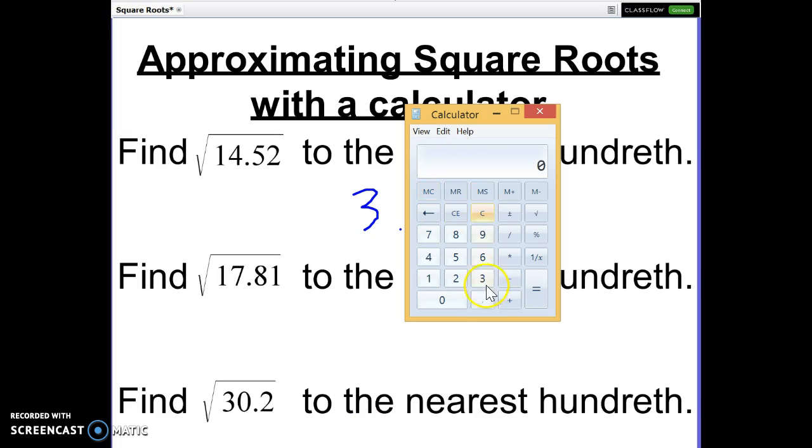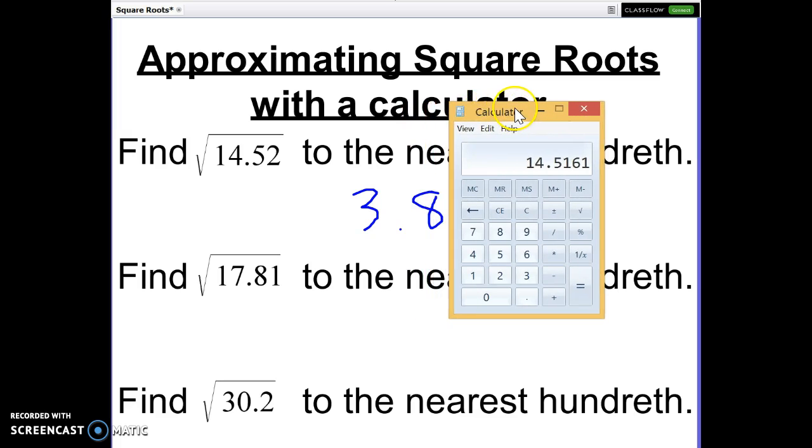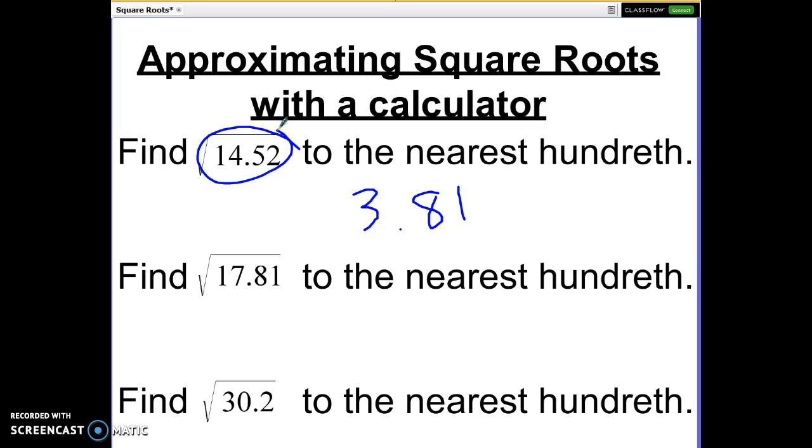Now, if you want to double check that to make sure you didn't hit the wrong button in the calculator or something, what you could do is multiply 3 and 81 hundredths times 3 and 81 hundredths. And again, this was an estimate, so it's not going to be exact, but it is super close to the number that we were looking for. So we know that 3 and 81 hundredths is a good rounded number to the nearest hundredth. It is an approximation, so that's our approximately equal to symbol.